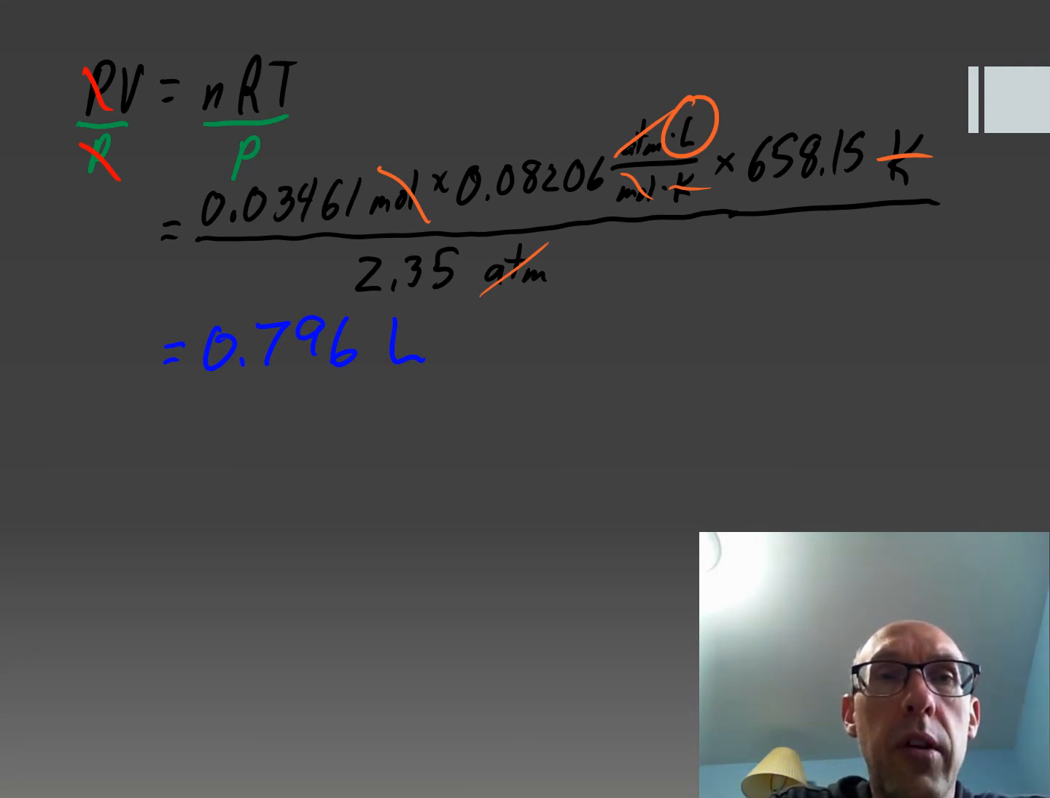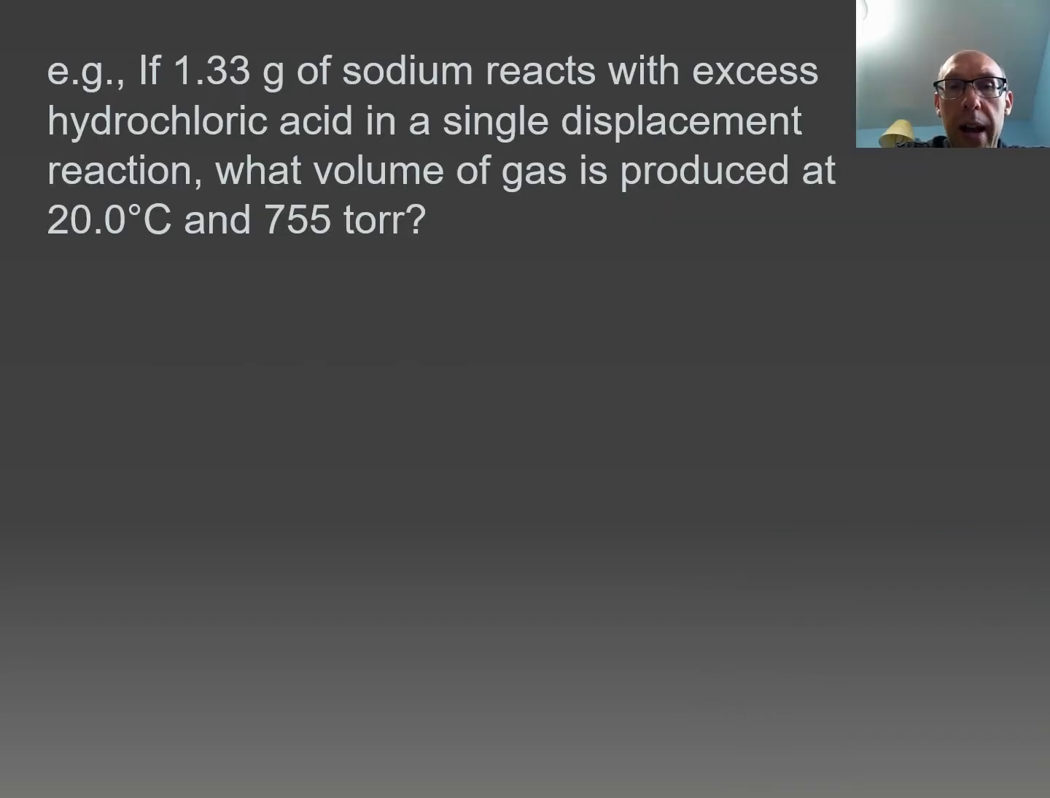Moving on to the next slide in 3, 2, 1. Last question, again I've got a second slide just in case I need more room. If 1.33 grams of sodium reacts with excess hydrochloric acid in a single displacement reaction, what volume of gas is produced at 20 degrees Celsius and 755 torr?